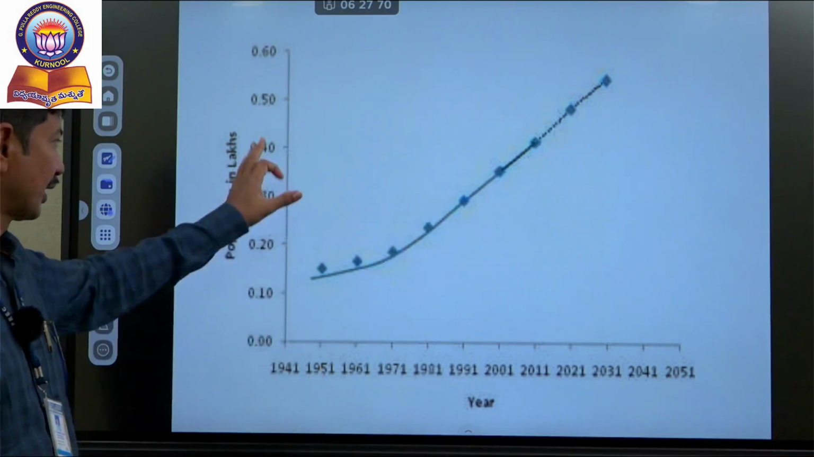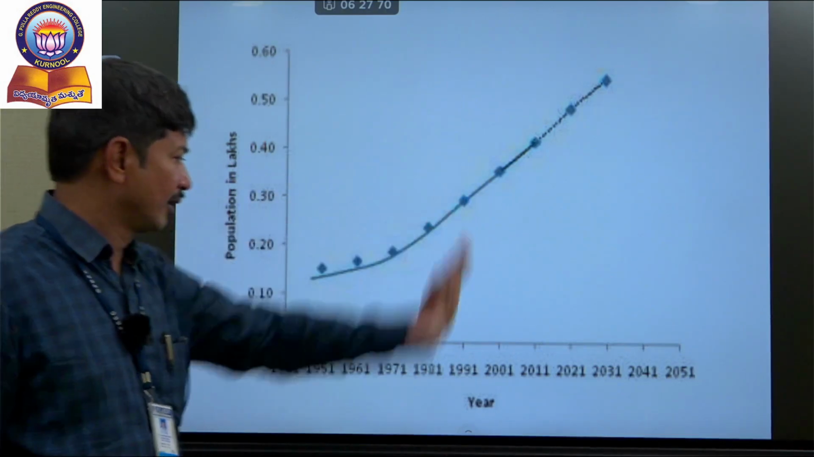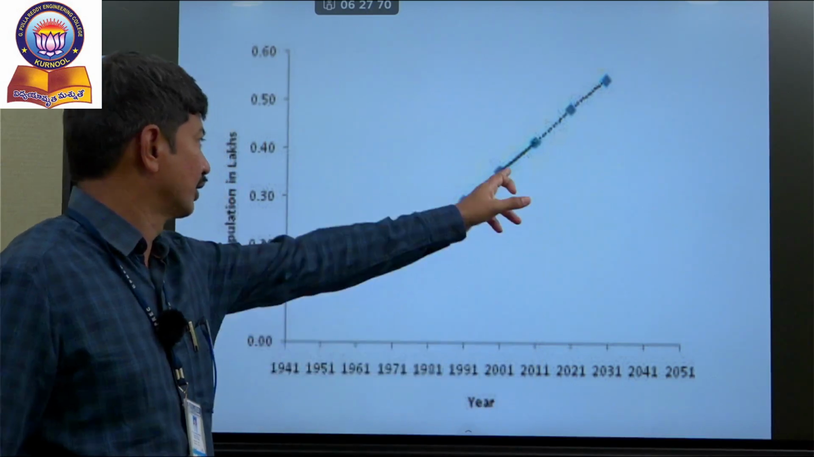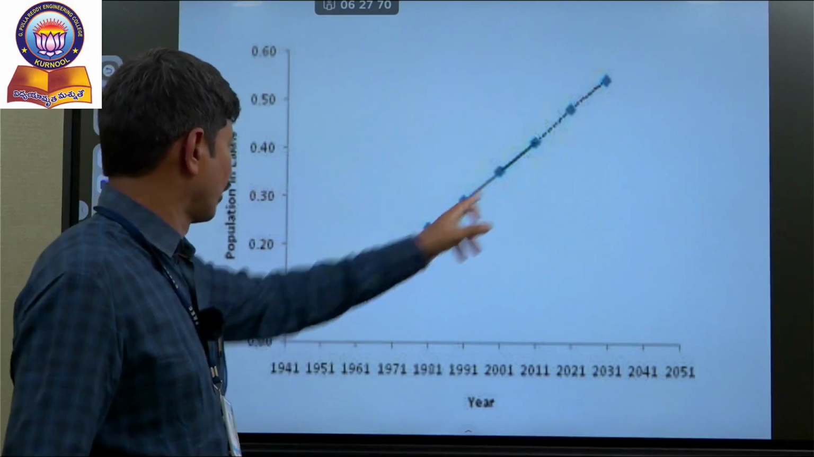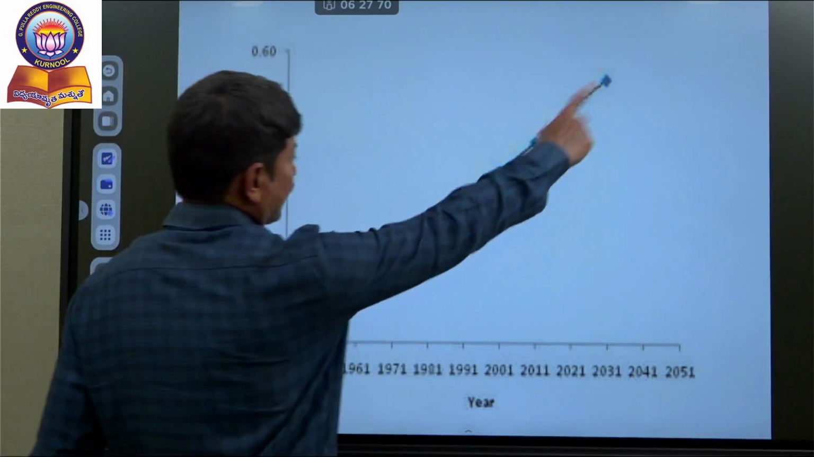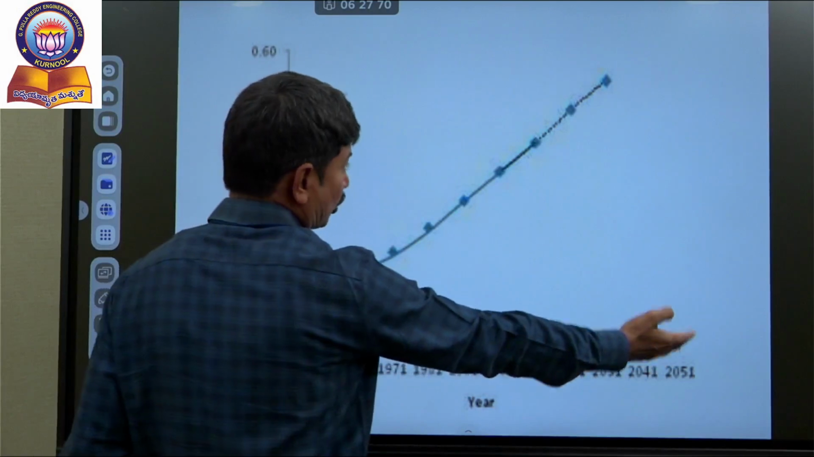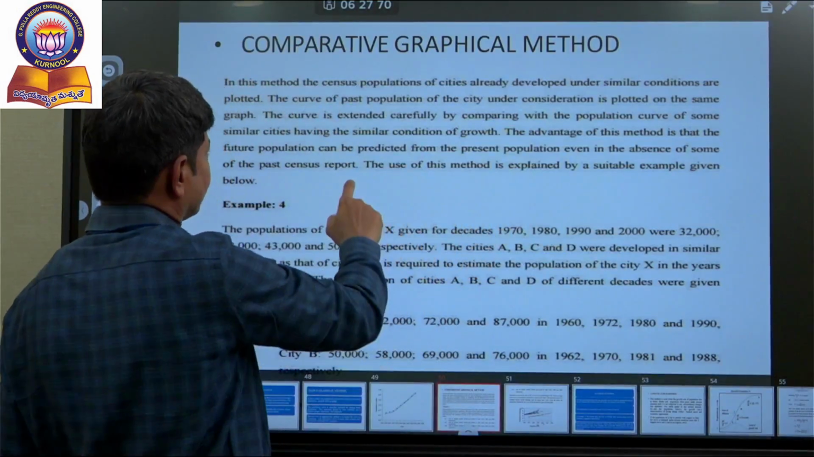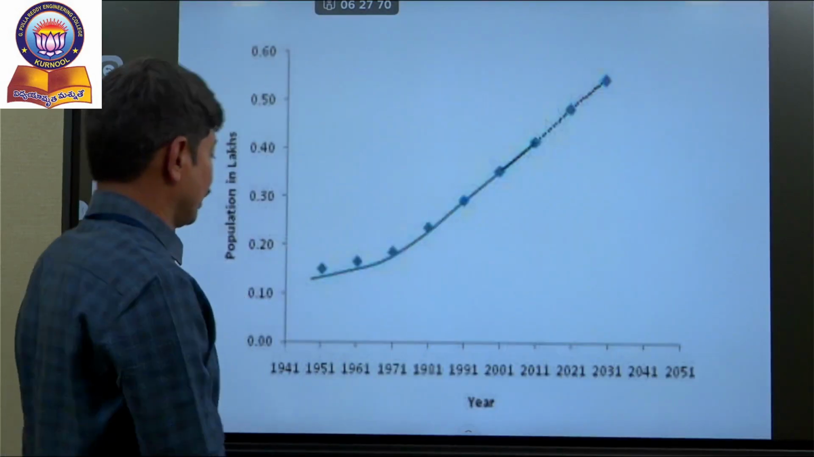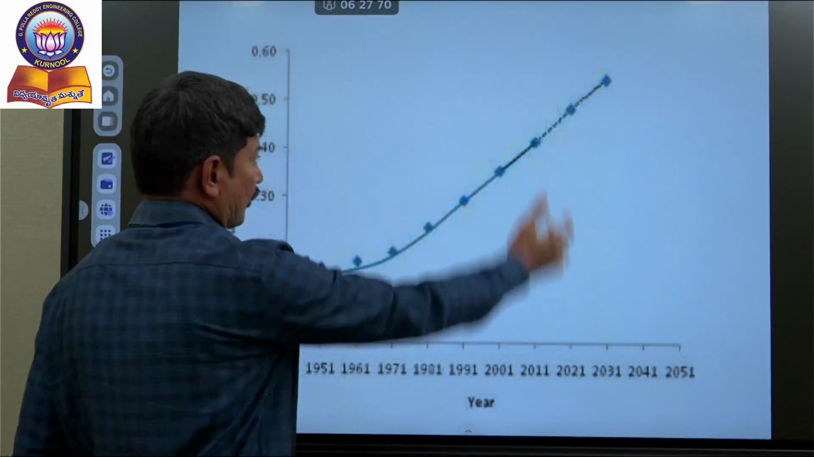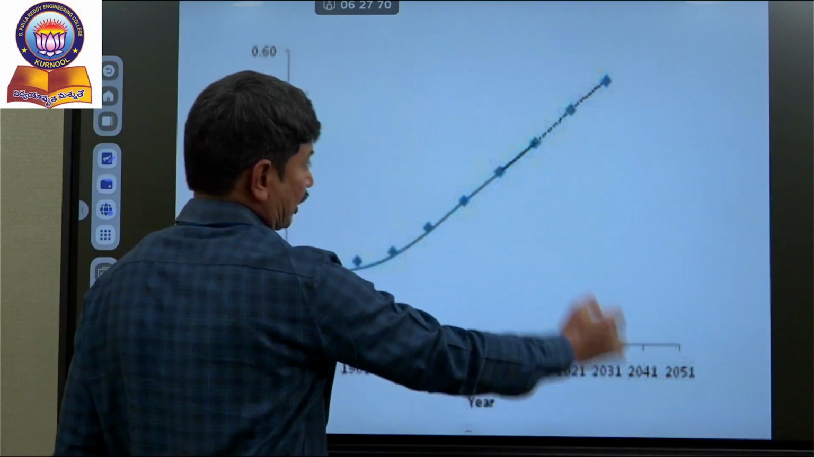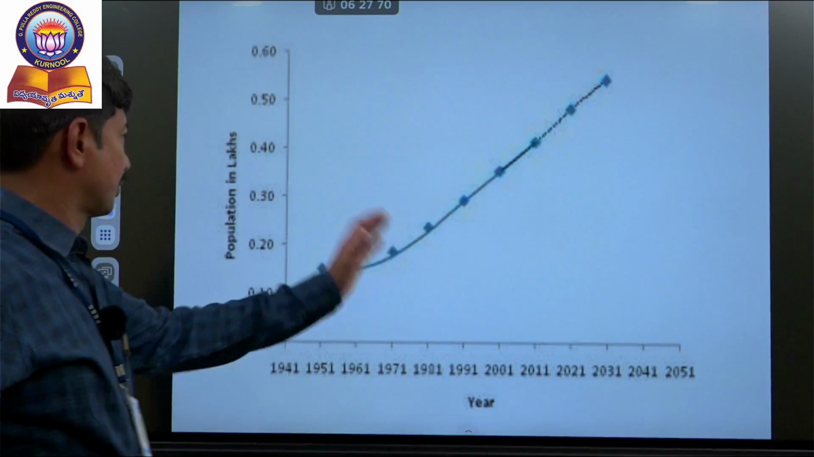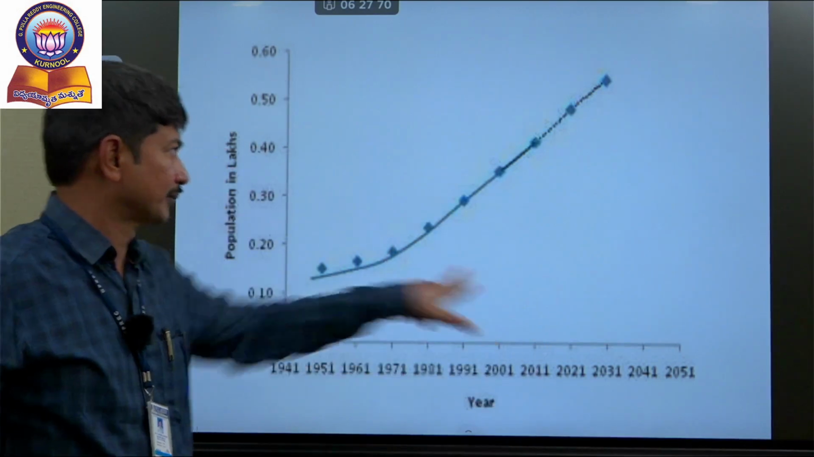Based on the given data up to 2011, which we know, we draw the graph. This graph is smoothly extended. Then if you want the population for 2051, we calculate it. So if we require 2021, what is the population? 2031, what is the population? 2041, and so on. That is the simple graphical method, based on past population data.